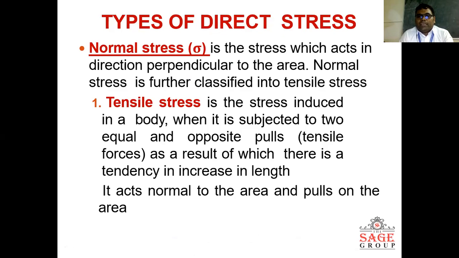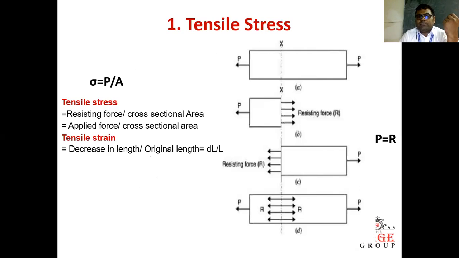So, types of direct stress. Simply, you can understand, my dear, what tensile stress is. Tensile and compressive come under the normal stress. What is normal stress? It is when the applied loads are perpendicular to the resisting area. So this is called the normal stress. Tensile stress is the stress induced in the body when it is subjected to two equal and opposite pulls. We already discussed this. When stress is produced on that particular object, that is called tensile stress.